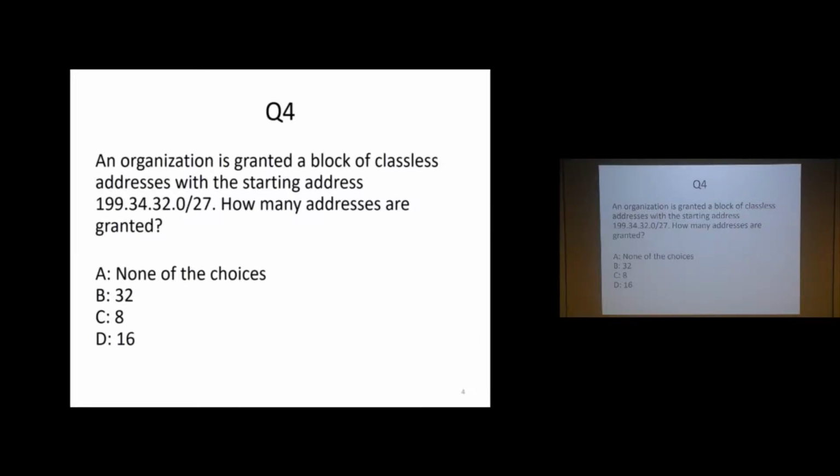Yes, you can say A because why? You think it's like 30 or something like that? Yeah, something like 30 maybe. Yeah. But notice I said how many addresses are there. I didn't say how many hosts. That's the difference, right? Do I understand you?